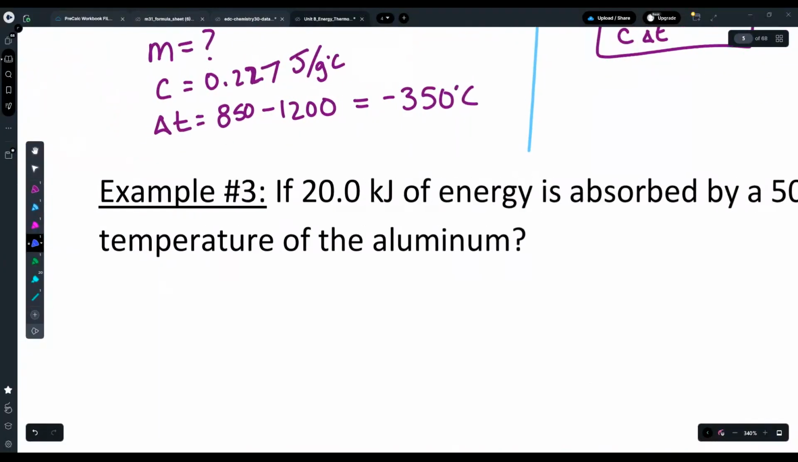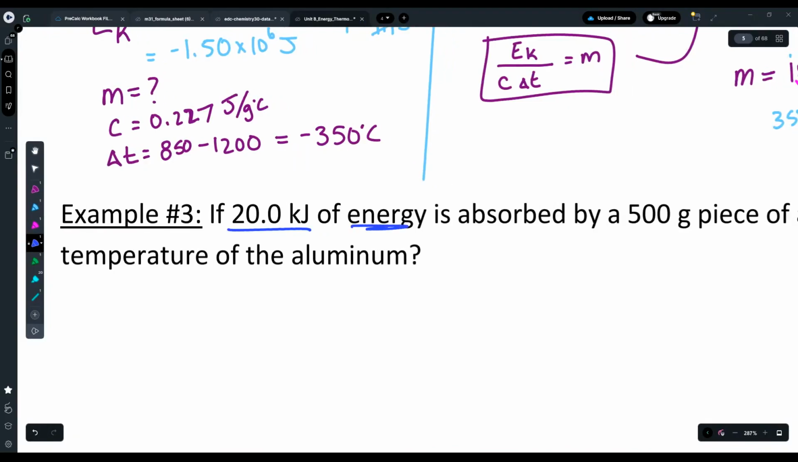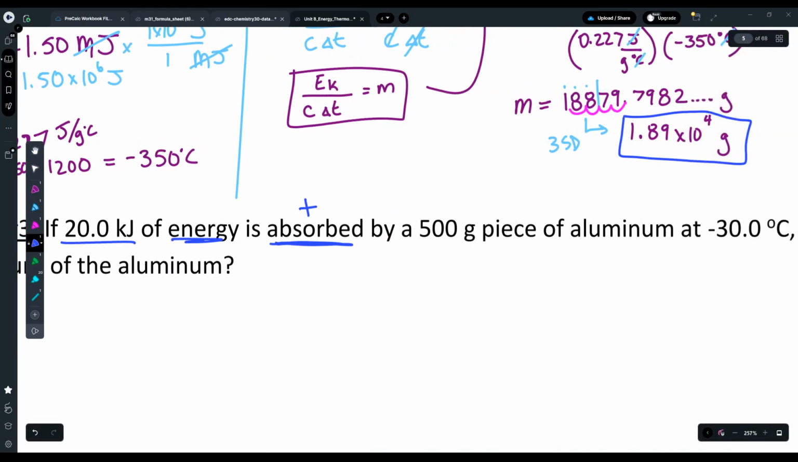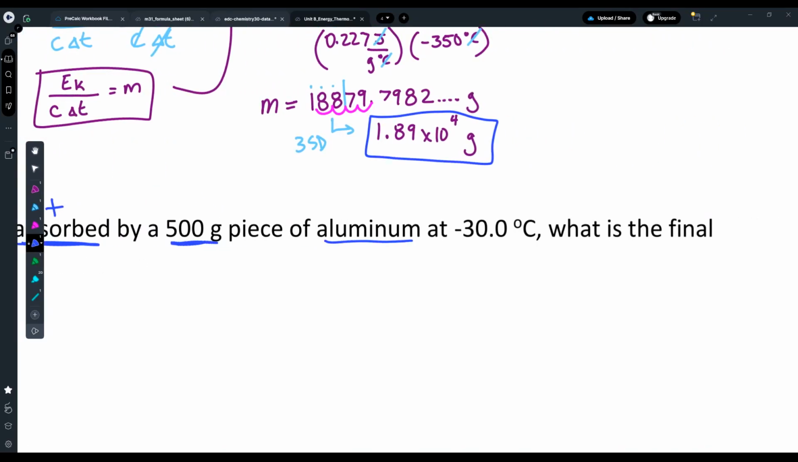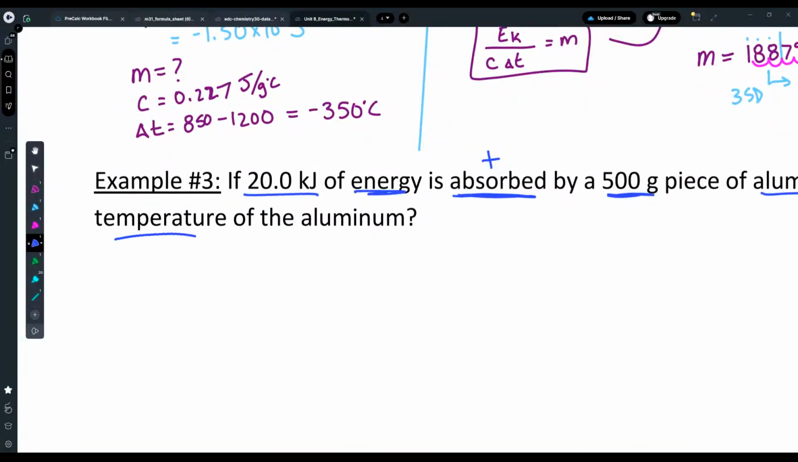So if 20 kilojoules of energy, so that's our EK, is absorbed. Okay, so that's a key word. If something is absorbing energy, it's gaining that energy. So absorbed is the word version of positive. So it's absorbed by a 500 gram piece of aluminum at negative 30 degrees Celsius. What is the final temperature?